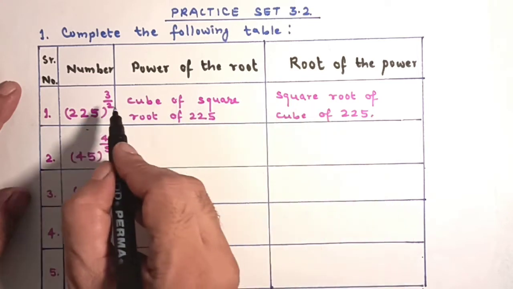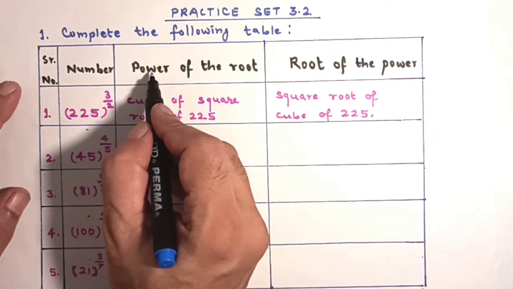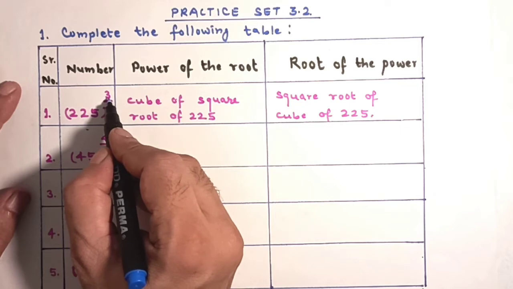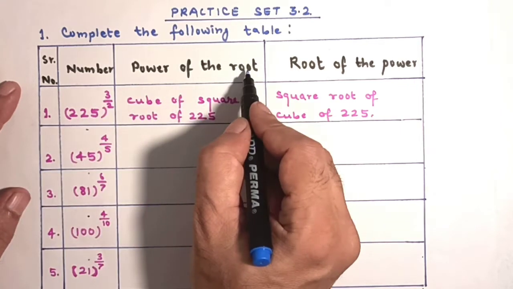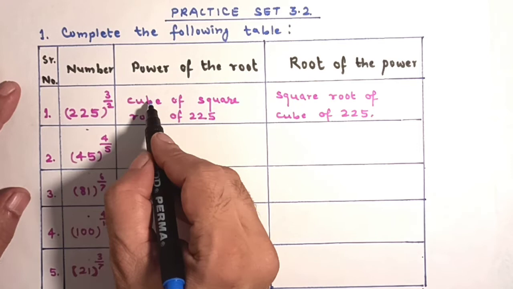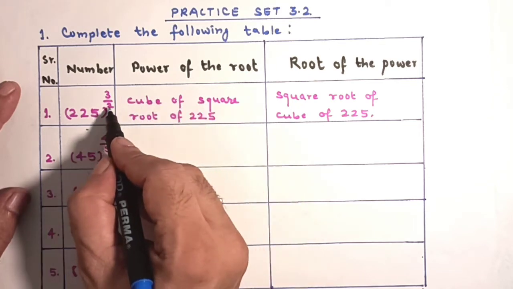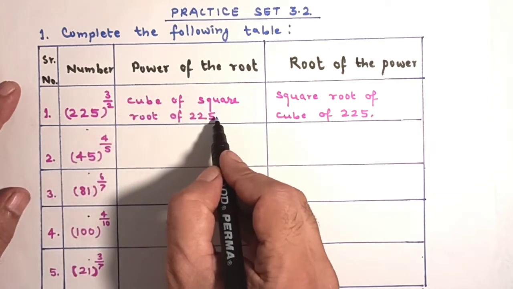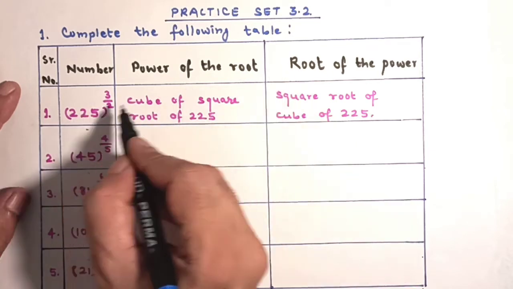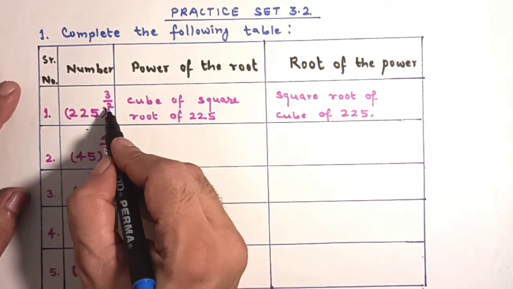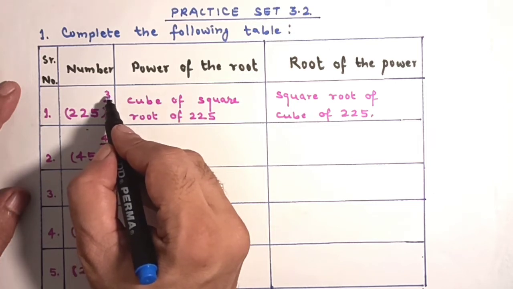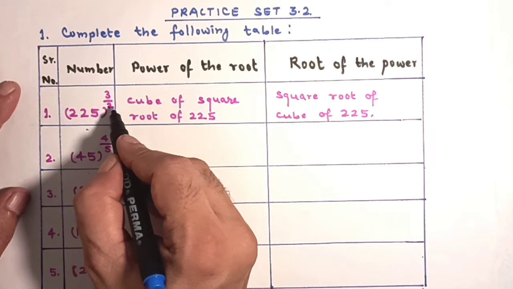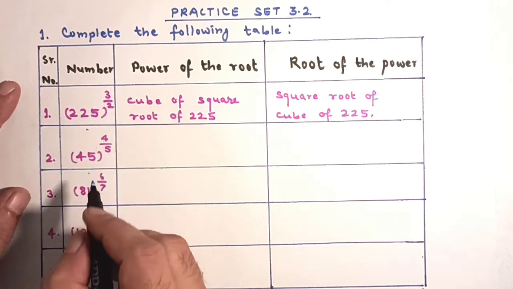Let's understand. When I see power, power is 3, that means cube. And root is 2, so I'll write cube of square root of 225. When I start with the root, 2 is square root, that means square root of the third part, means cube, square root of cube of 225.